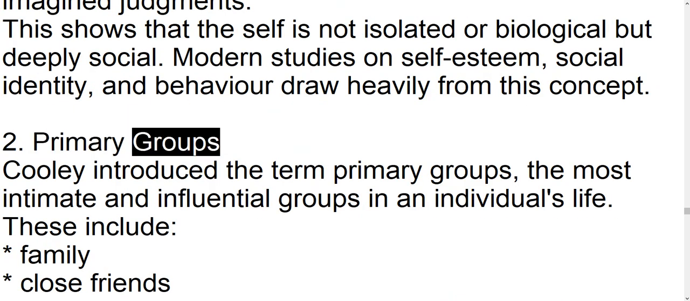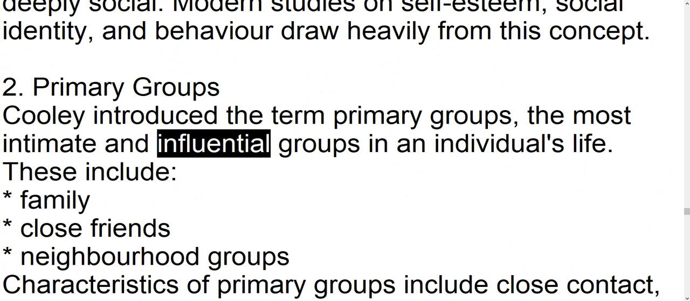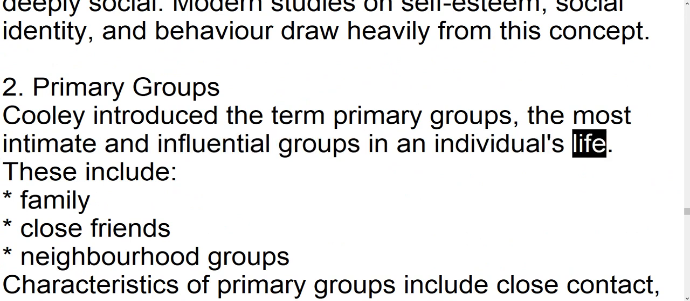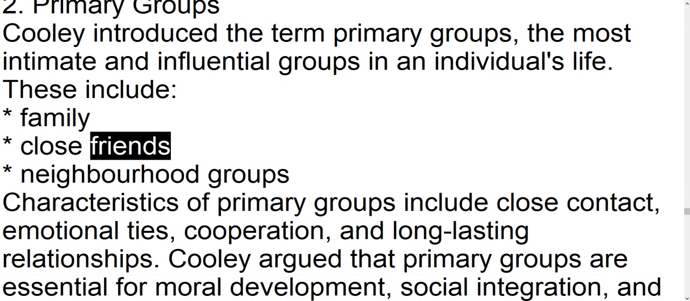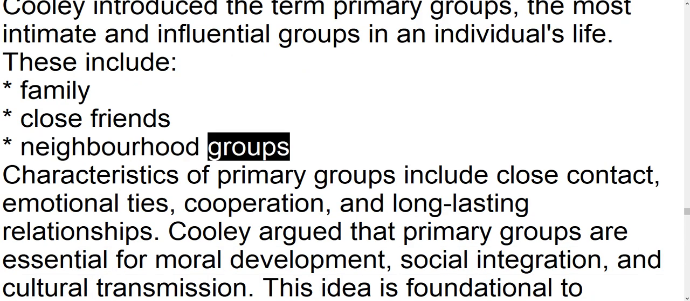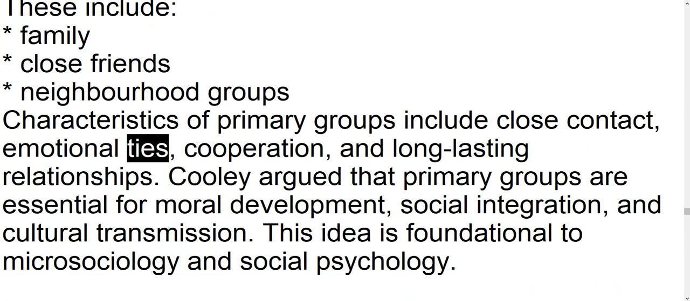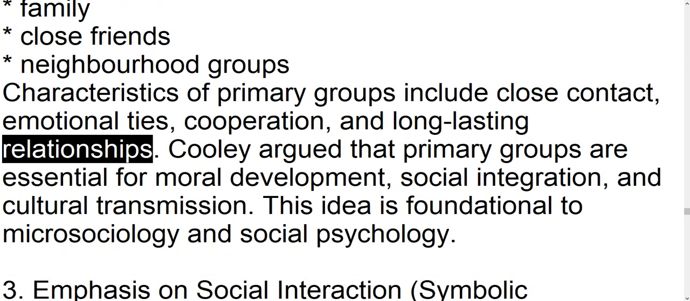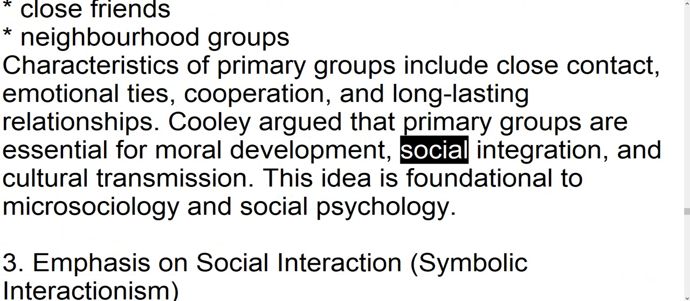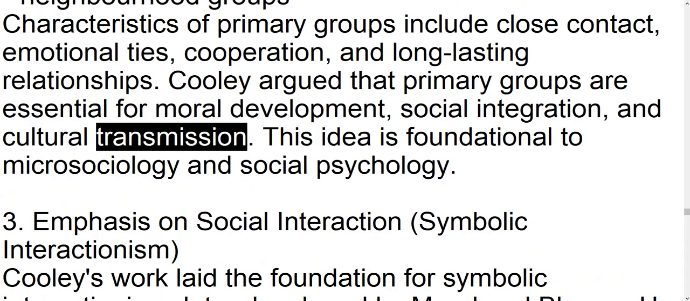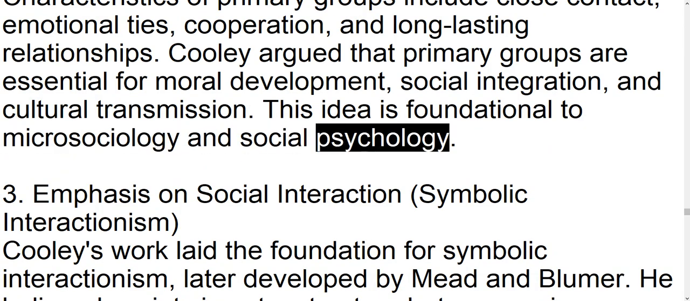2. Primary groups. Cooley introduced the term primary groups, the most intimate and influential groups in an individual's life. These include family, close friends, and neighborhood groups. Characteristics of primary groups include close contact, emotional ties, cooperation, and long-lasting relationships. Cooley argued that primary groups are essential for moral development, social integration, and cultural transmission. This idea is foundational to microsociology and social psychology.